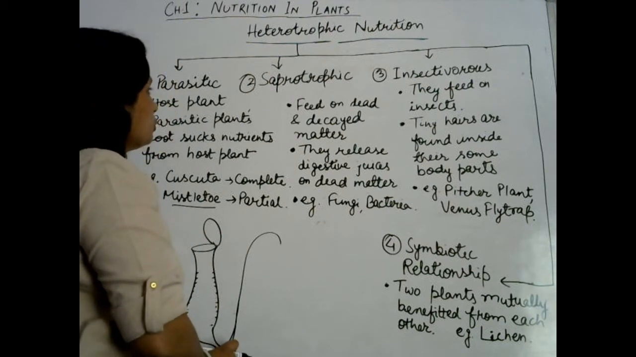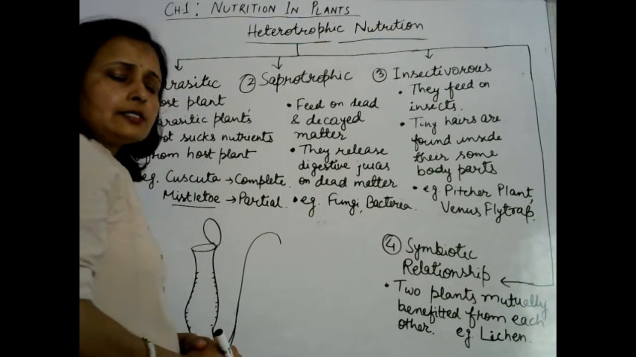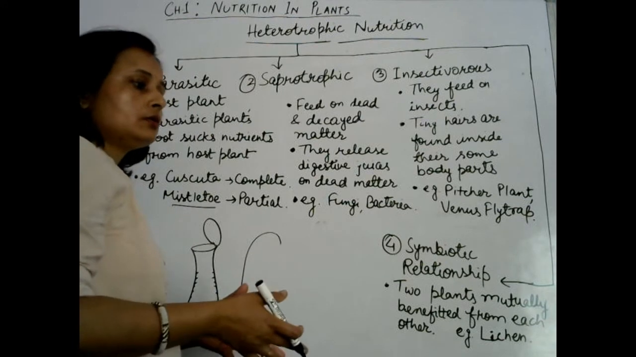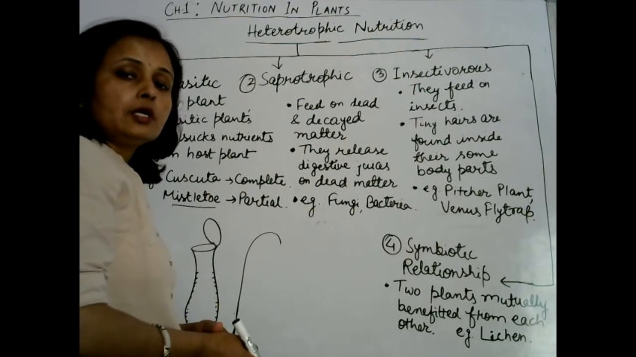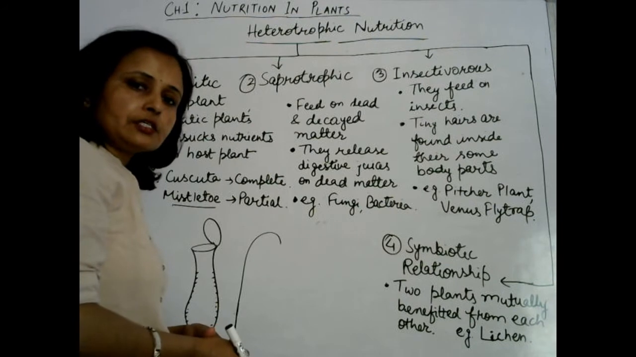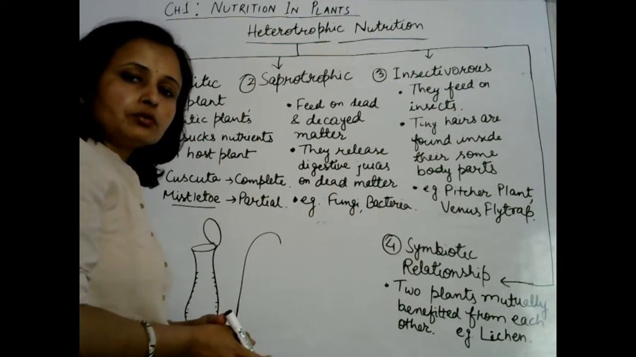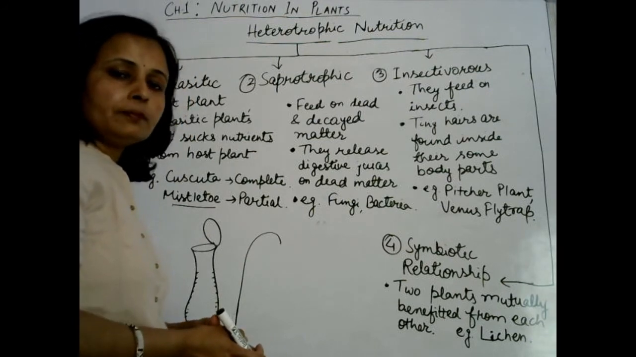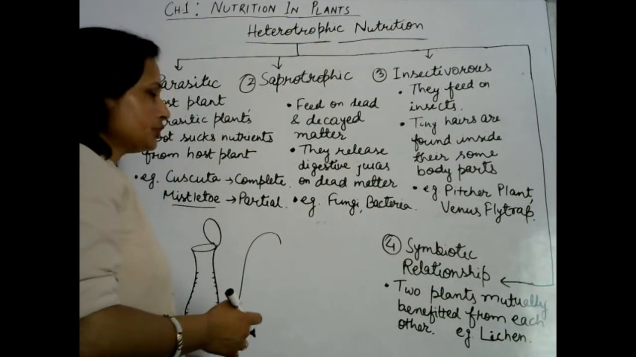In parasitic mode of nutrition, what happens? What does parasite mean? Parasites are organisms which can't prepare their own food. They have to depend upon a host. They absorb their nutrients from the host body. That means they live on a host body, and only through the host body can they suck or absorb nutrients.